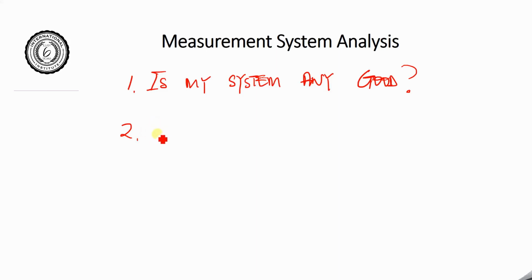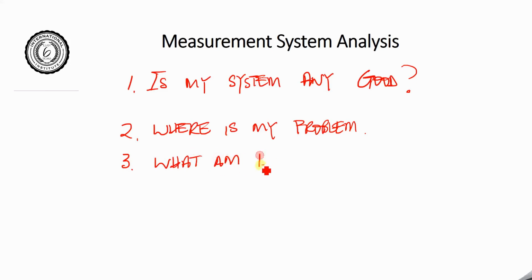But if the system is poor, if the answer is no, it's poor, the next question is, where is my problem? And the third question, what am I going to do now? So they're the 3 questions. Is my measurement system any good? Where's my problem? What am I going to do about it? They're the 3 questions that we are about to answer, and I'm going to show you how to do that with just 3 of the pages that have just been created.